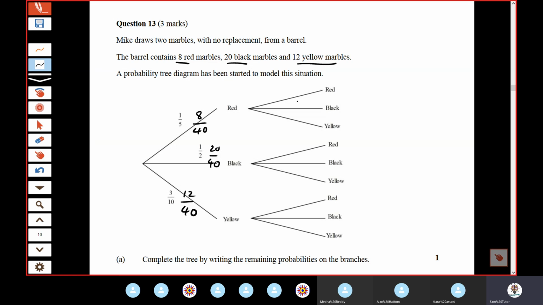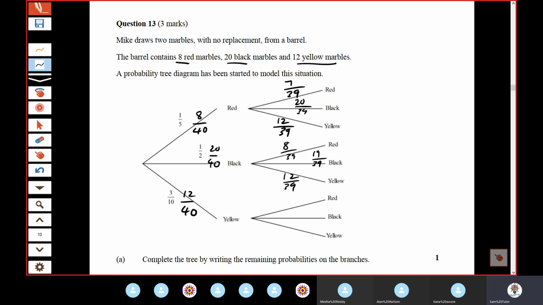So red, there should be 7 out of 39. Black, there will still be 20 out of 39. Yellow, there will still be 12 out of 39. Red, if it's 20 black first, then there'll be 8 out of 39. Black, there'll be 19 out of 39. Yellow, there is still 12 out of 39.